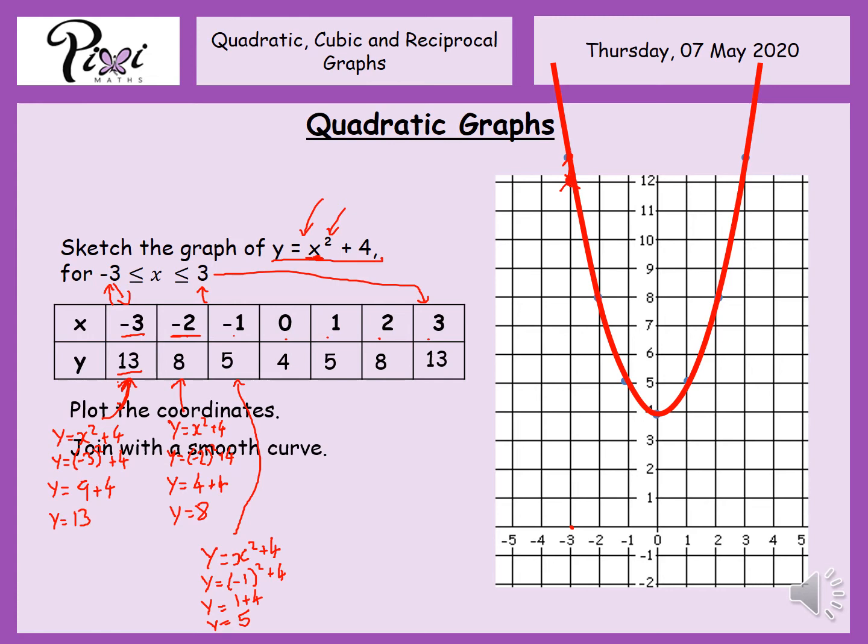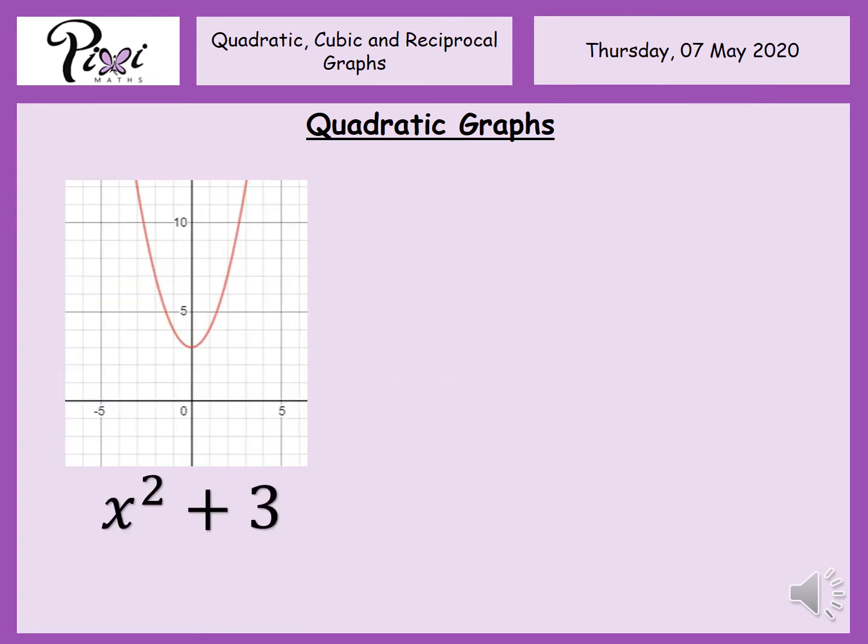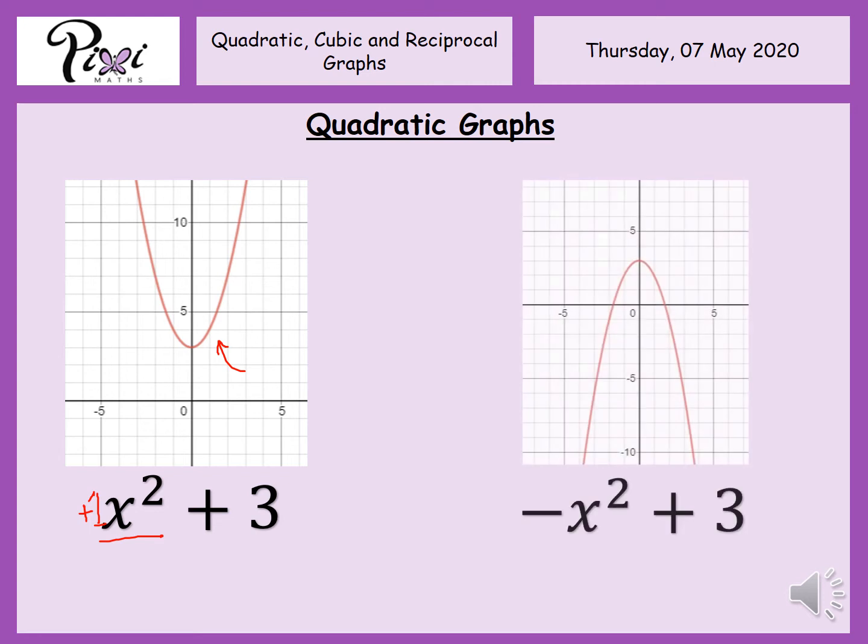To sketch a quadratic, we just need to fill in a table and then draw the curve that goes through all of them. One thing to notice is when we did the quadratic before, it had a shape like this. You can see it's kind of a U-shaped graph. That is because with our x squared, it's a positive number in front of the x squared. So this is x squared, which is the same as 1x squared. You will get quadratics that look a little bit different if you've got a negative in front of it. You'll notice if you have a negative in front of your x squared, it flips the graph.